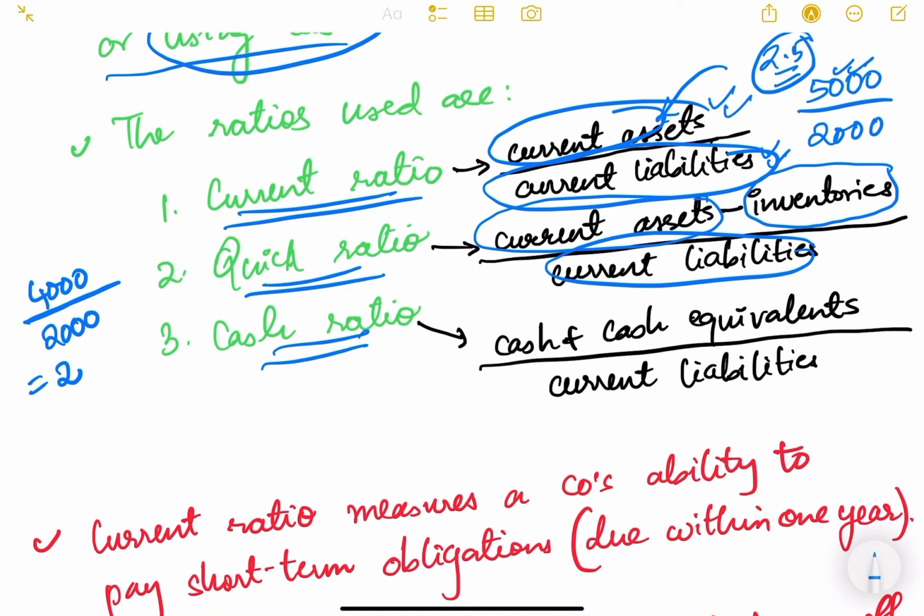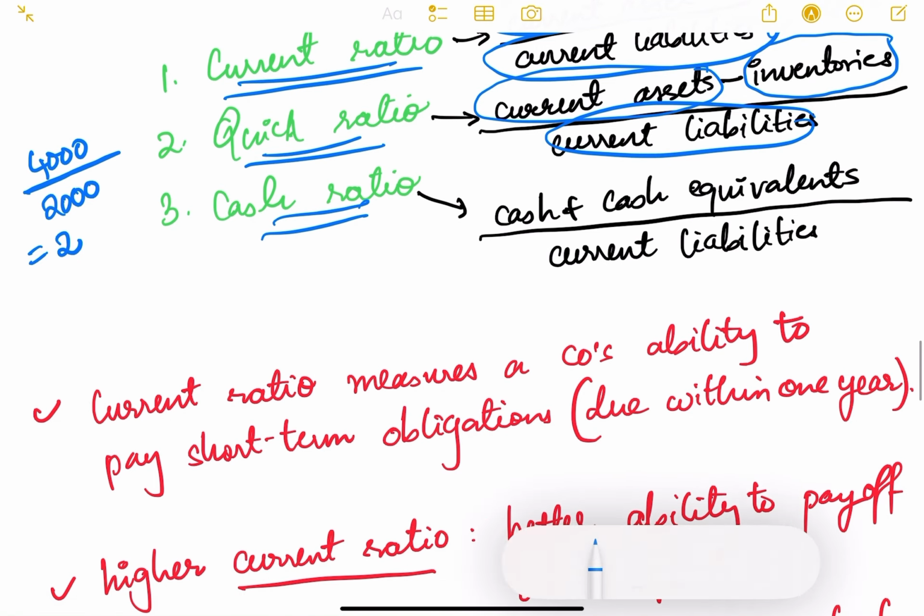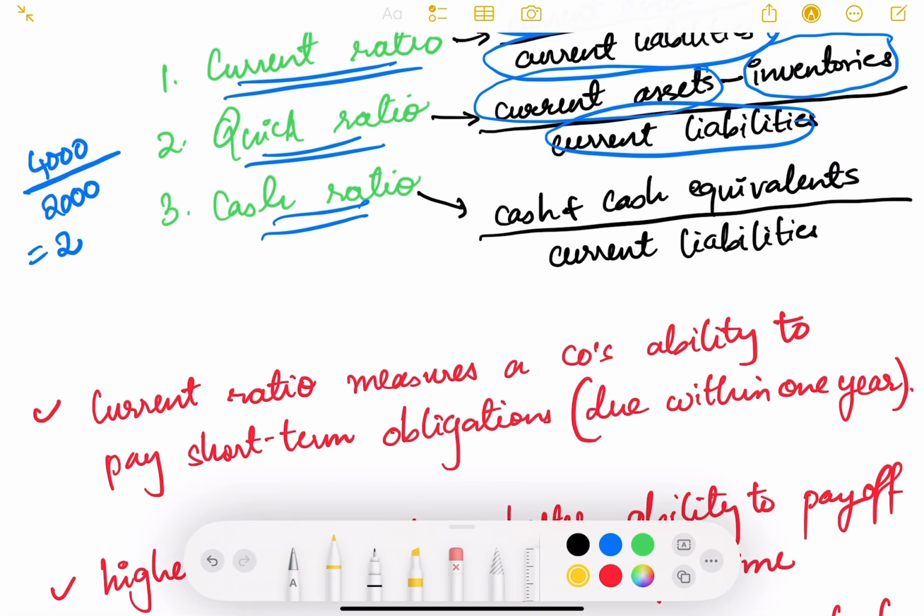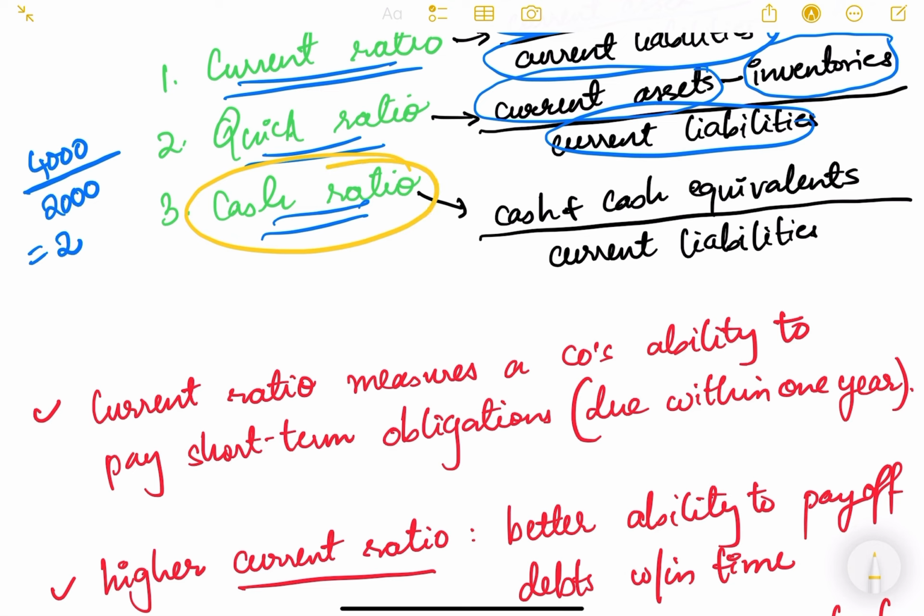Your current assets minus inventories is 2 times your current liabilities. That is what it says. Okay, now let us look at the next thing. The next thing is cash ratio. Okay, what is cash ratio?